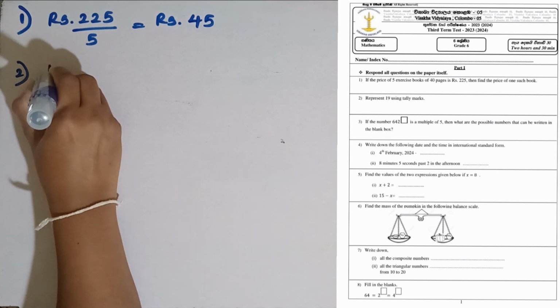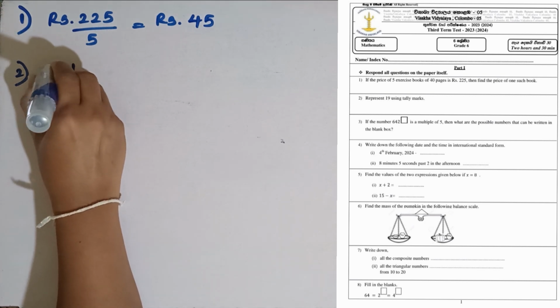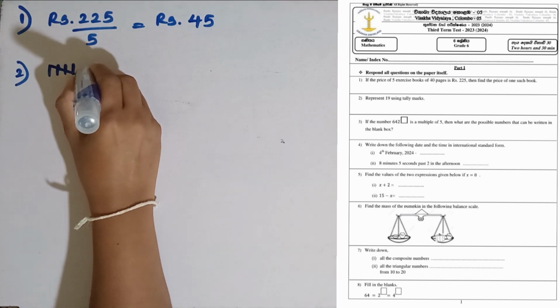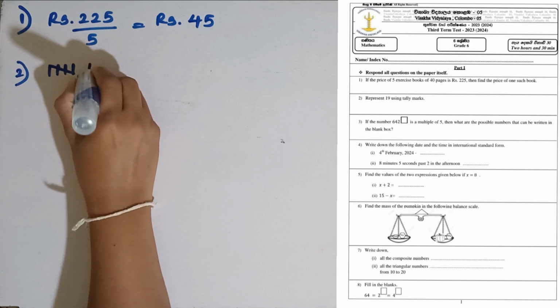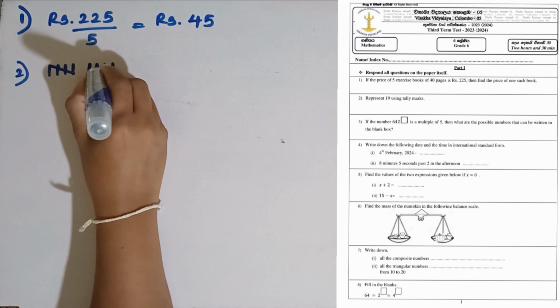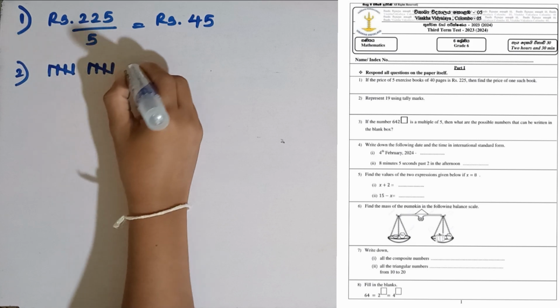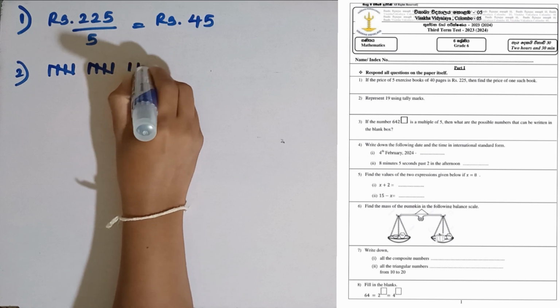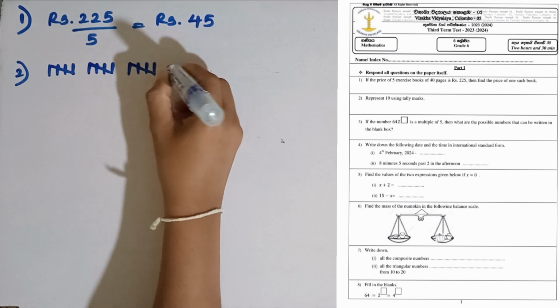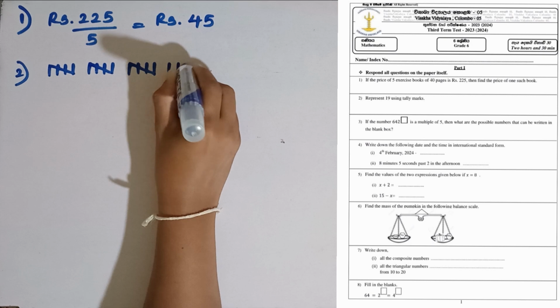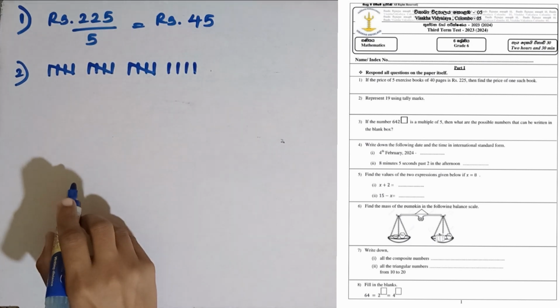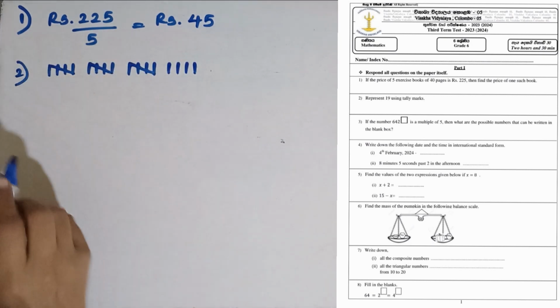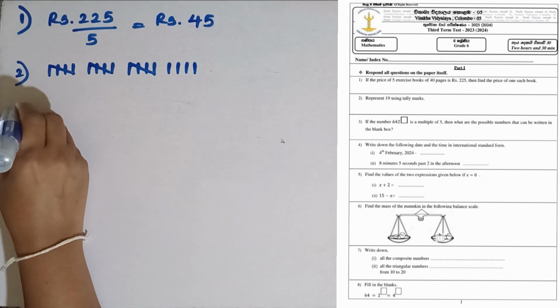To represent 5, we can use this sign, a bundle of 5. Then we have to draw 3 such bundles to represent 15. Then another remaining 4. This is the way we represent 19 by using tally marks.